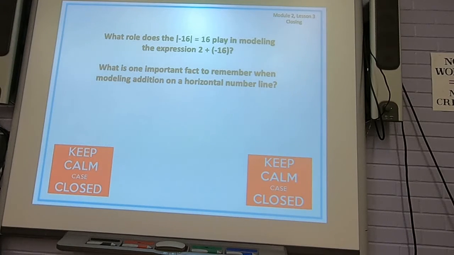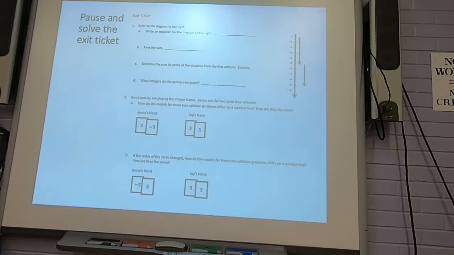What is one important fact to remember when modeling addition on a horizontal number line? There is more than one important fact, but I think it's important for you to remember that you need to start at 0, and when you're counting up, you're going to the right, counting down, you're going to the left. And that's the difference. You're adding a positive and adding a negative.